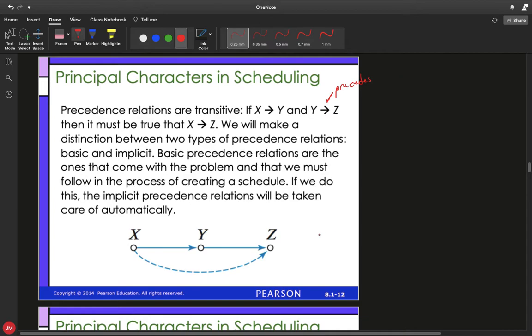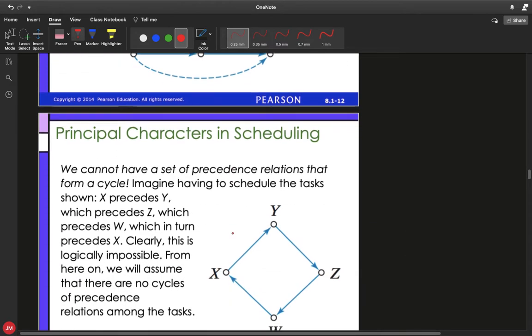And hopefully this graph makes sense. If you have to do X before you can do Y, and you have to do Y before you can do Z, then you obviously can't just go from X to Z. You have those in-between steps, but it does mean that X has to happen before Z. It's not like you could do Z before X. So that's implied when you're looking at a relationship like this.